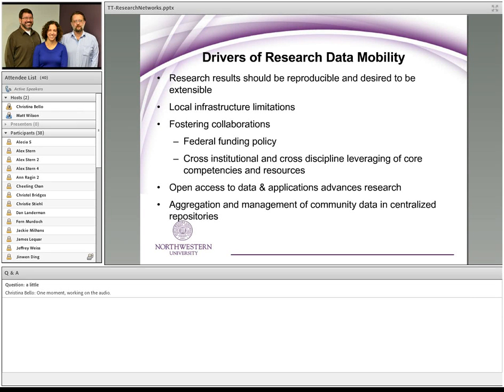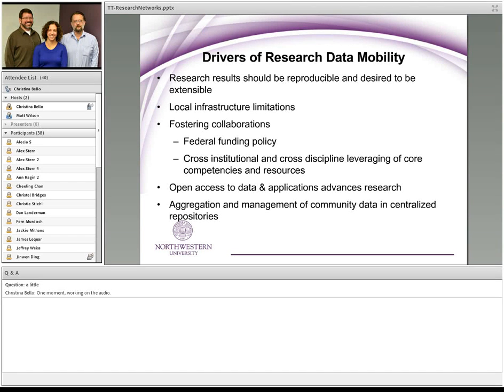But let's continue on with the slide that we think the connection was interrupted, which was called the drivers of research data mobility. Now, research results by the method of being research, and especially scientific research, should be reproducible and designed to be extensible. One other reason why research data have to be mobile is because the local infrastructure that supports the generation, collection, and analyzing of those data have limits.